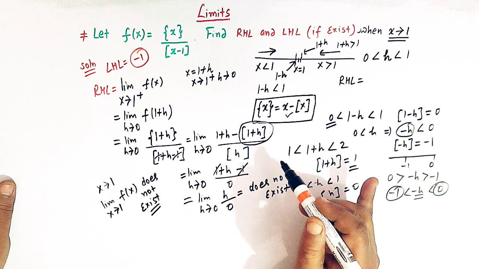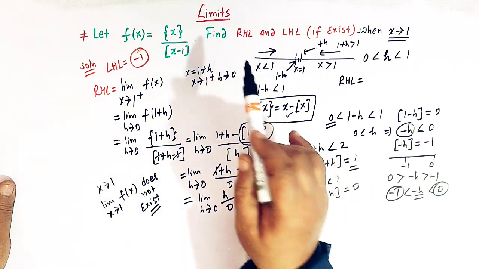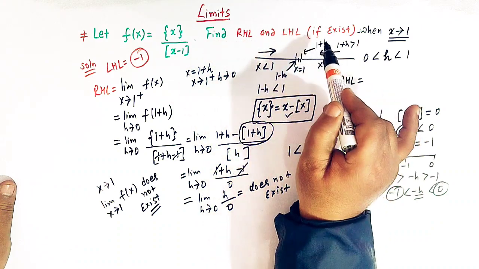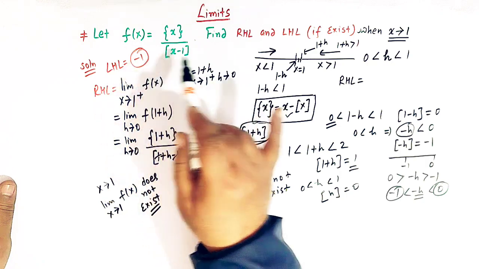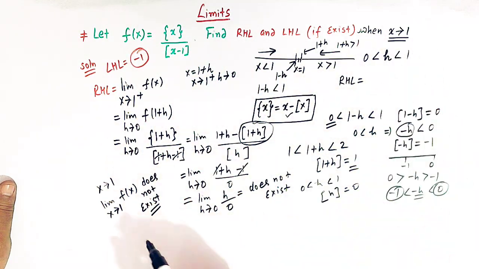So there is no question of equating these two quantities, and hence we can say that the right hand limit doesn't exist, the left hand limit exists and is equal to minus 1. And overall, the limit of this function when x approaches 1 doesn't exist, or we cannot find out the limit.